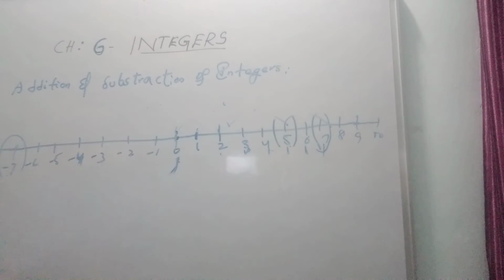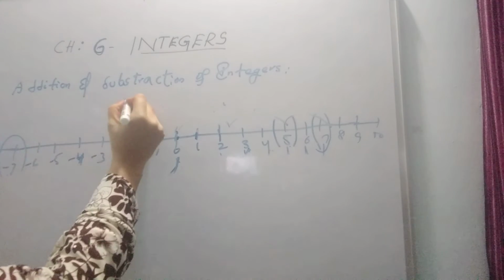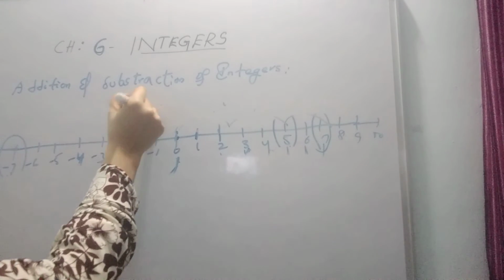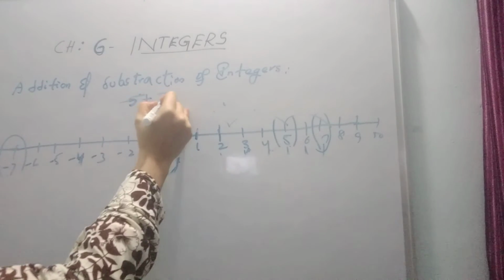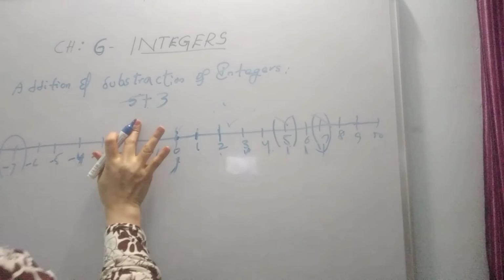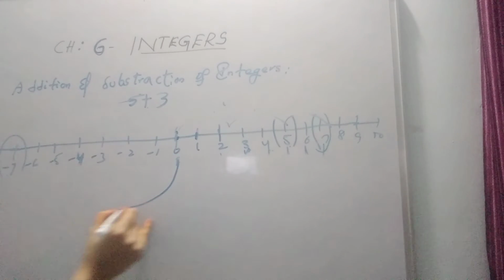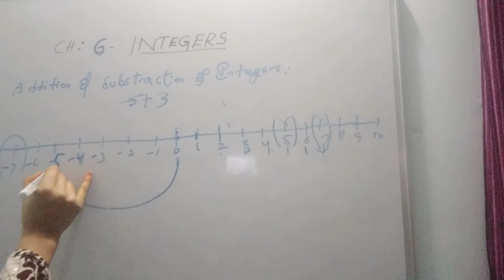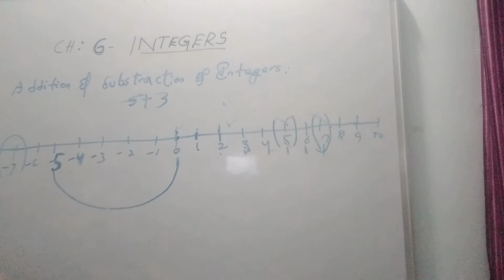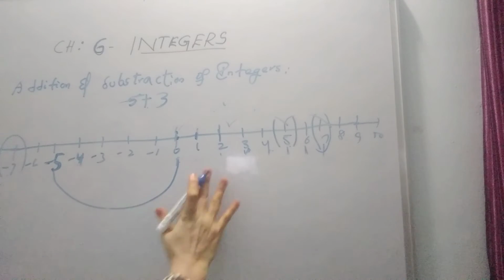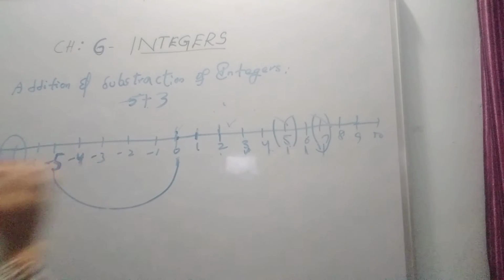And do one more example. Our next example is, let's add one negative number and one positive number. Okay. Find the sum of minus 5 and plus 3. We'll see. First we have to jump from 0 to minus 5. Minus 5, so we have to come left side. So 0 to minus 5.